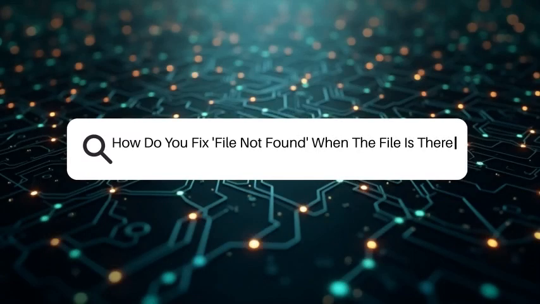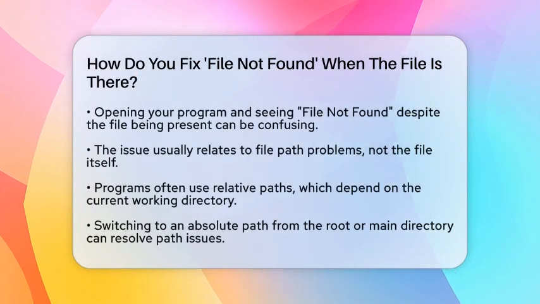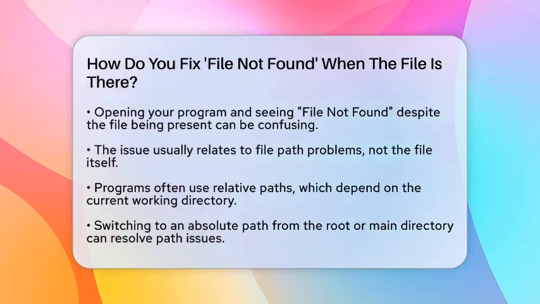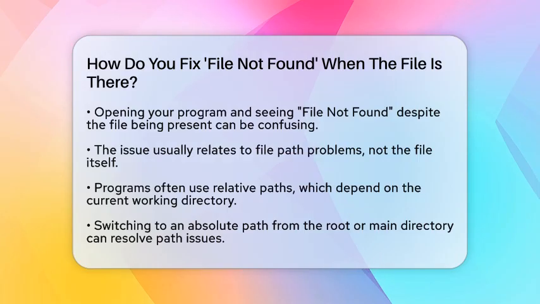How do you fix file not found when the file is there? Imagine opening your program and seeing a message that says the file cannot be found, even though you know it's right there. It can be confusing and frustrating. When you get a file not found error but the file exists, the problem usually isn't the file itself. It often comes down to the file path, the way the program looks for the file, or permissions.